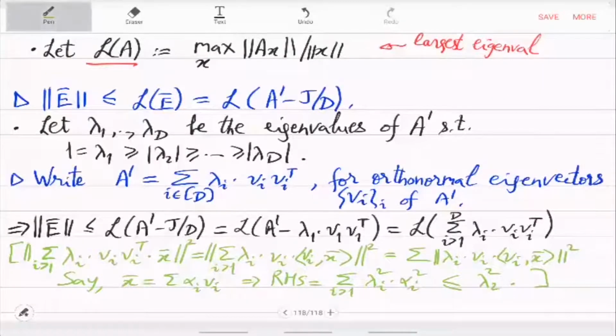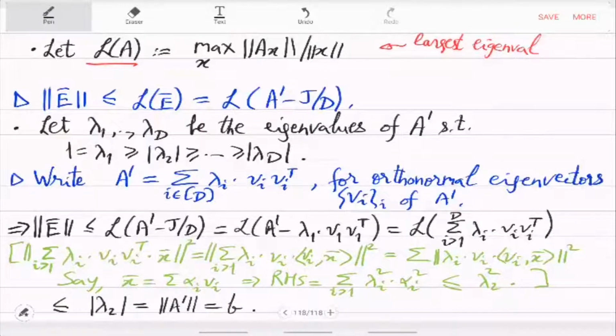So that is what we get. We get this sigma lambda i v_i transpose. So the action of A prime on x bar, this norm is at most the value of lambda 2. So we go back, we know that that is at most the value of lambda 2, which is the matrix norm of A prime, which is equal to b. So we have upper bounded the matrix norm of E bar in this way.